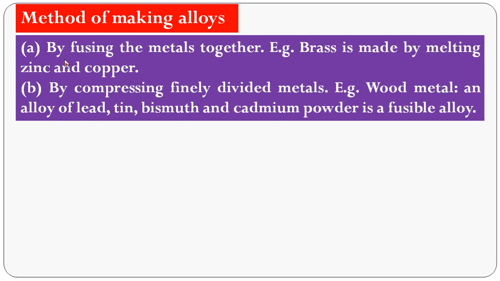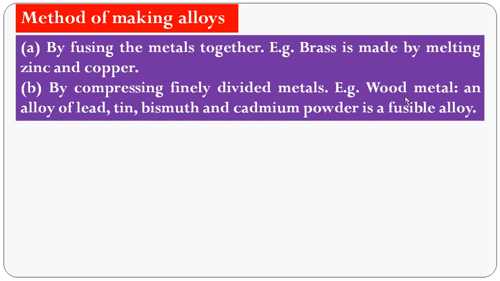Now what are the methods of making alloys? There are two methods. First one, by fusing the metals together, the two metals together. So that is called an alloy. Brass is made by melting zinc and copper. So these two metals fuse together. The next one, by compressing finely divided metals. If you compress both the metals, it forms an alloy.